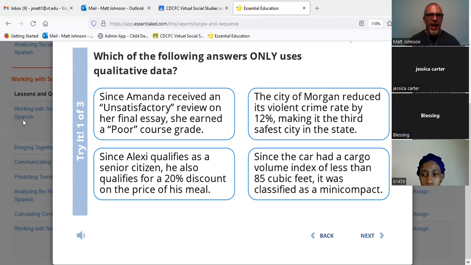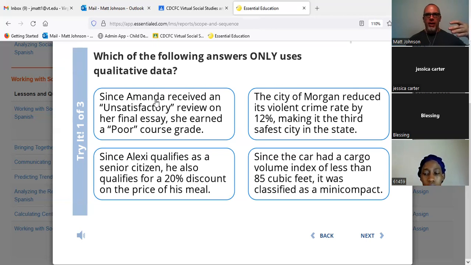So it's A. Okay, so one thing you can always think of: do you see numbers? If you actually see physical numbers, that's probably going to be quantitative data. Qualitative is basically text-based, word-based. So if you look at number one, since Amanda received an unsatisfactory review on her final essay, she earned a poor course grade. All of that's qualitative. It's all text-based.